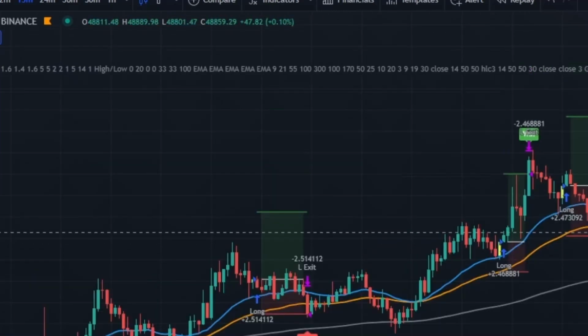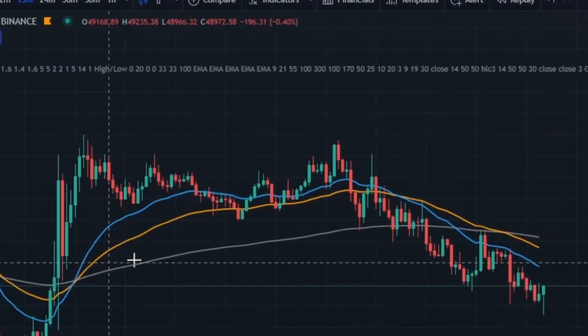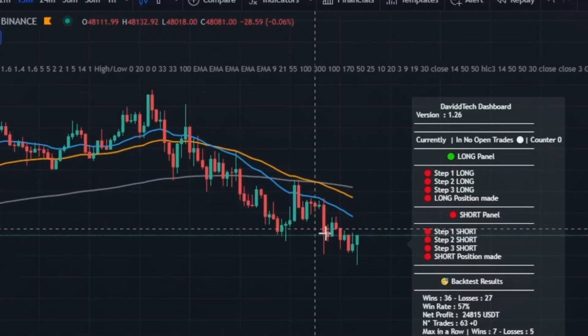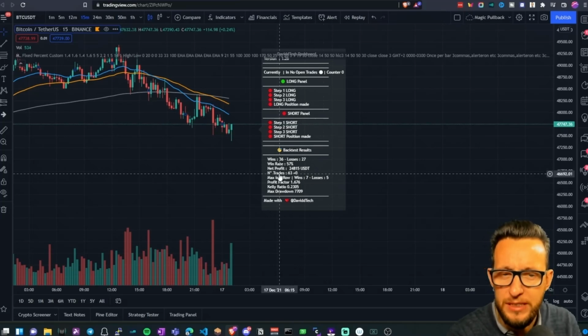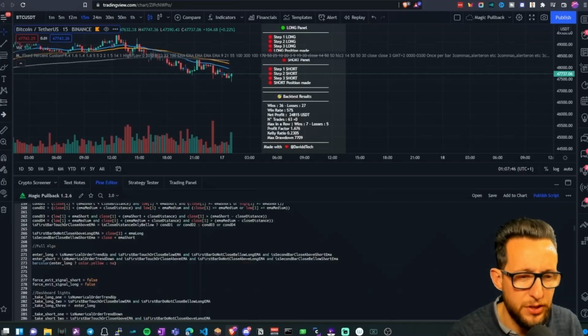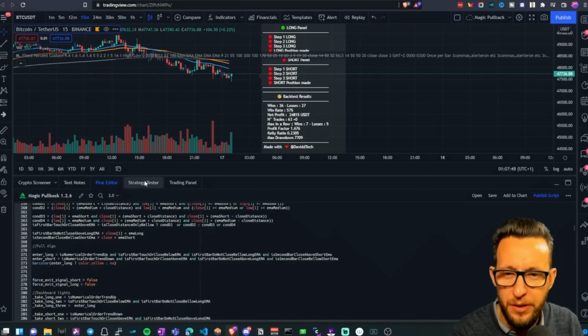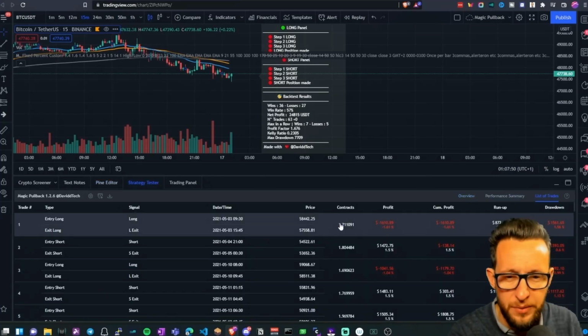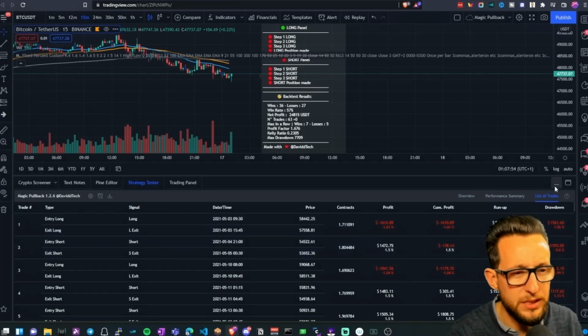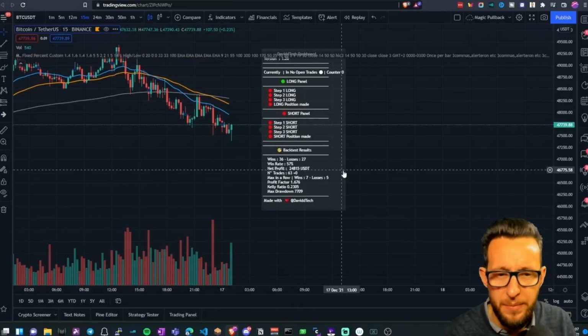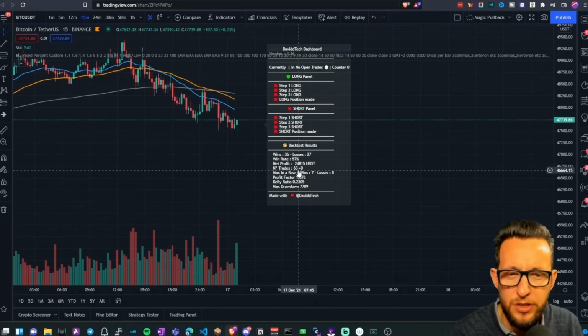Let's go over to our trading panel dashboard here and have a look at some of our results. Okay, so we've taken the number of trades of 63 in the previous. Let's have a look in time. If I go over to our times here, we can see that it's about 7 months. Not mega amounts of trades, but 63 trades in that time.